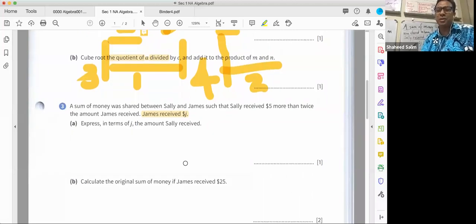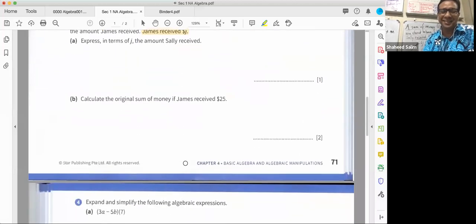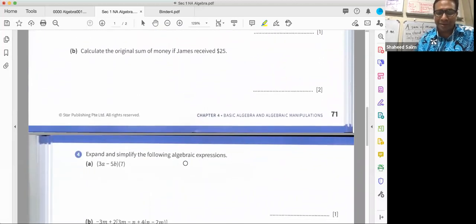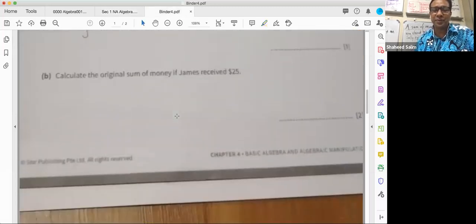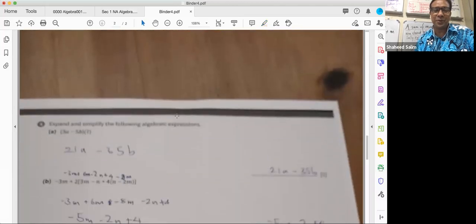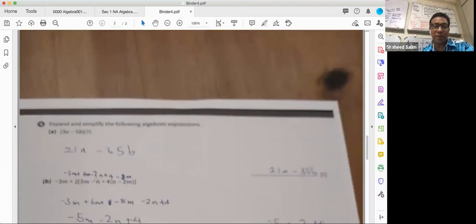Okay, we try the next one. All right, let's see whether you have done this one. This one you can do lah. I'm sure you can do this one. Did you do it? Okay, good. 21A minus 35B. Well done. This is correct. Congratulations, Mr. Edmund. Now the next one.